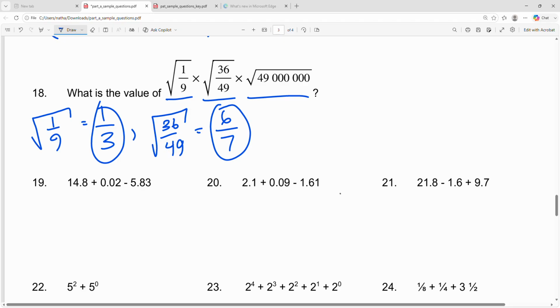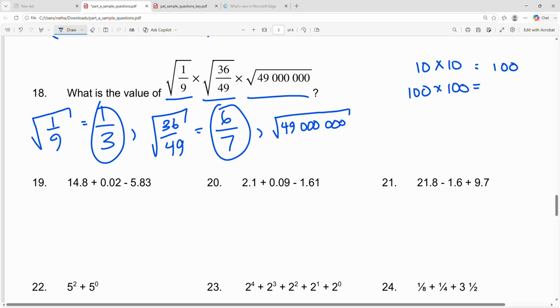Okay, and then we have the square root of 49 million. So we know the square root of 49. That's easy. We know that's 7. And now think about something here. What is 10 times 10? Okay, 10 times 10 is 100. What is 100 times 100?